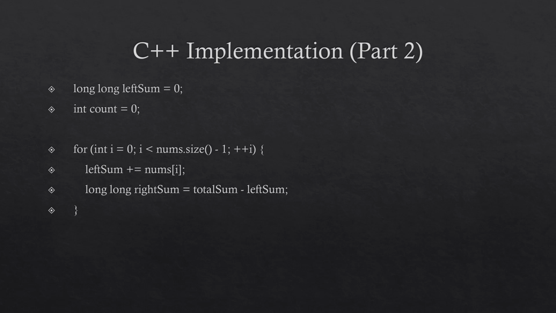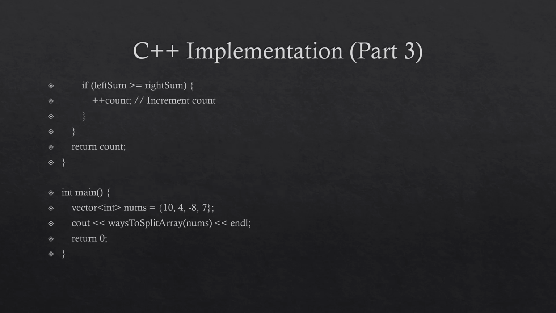In the second part of the code, we initialize a variable left sum to 0 and a counter variable count to track the number of valid splits. Then we loop through the array to calculate the right sum dynamically by subtracting left sum from the total sum. Now inside the loop, we check if left sum is greater than or equal to right sum. If it is, we increment the counter. Finally, after the loop, we return the count of valid splits.